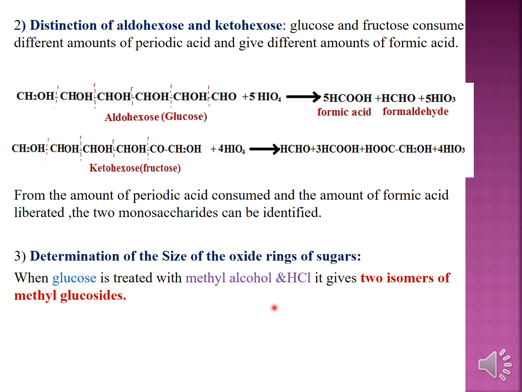Moving on to the third application, it is the determination of the size of the oxide rings of the sugars. Here first we take glucose. When glucose is treated with methyl alcohol and acidified with HCl, we get 2 isomers. If we treat glucose with methyl alcohol and HCl in the cold condition, 1 isomer is generated, that is the methyl glucoside second isomer. The other isomer is generated if the reaction is done in the hot condition, that is the methyl glucoside first isomer. I will show you that in the next slide.